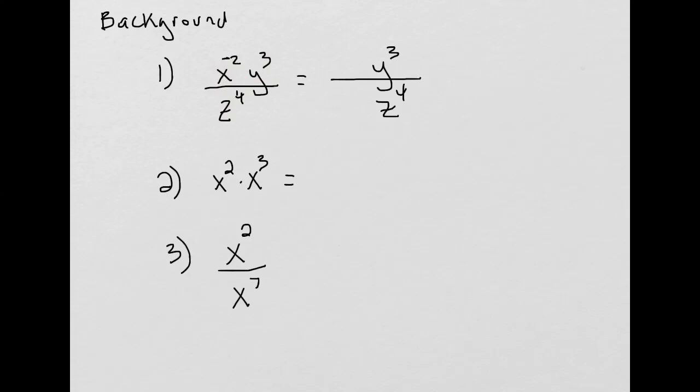But the x would actually come to the bottom because when I do the reciprocal, it's just going to flip it over the fraction bar. And then my exponent, once I've done the reciprocal, becomes a positive 2. And that's about as far as I can go.